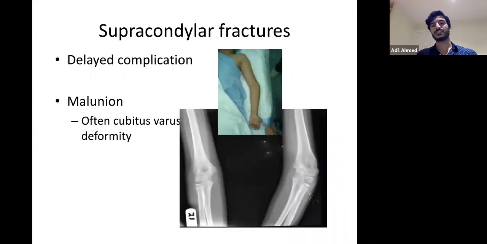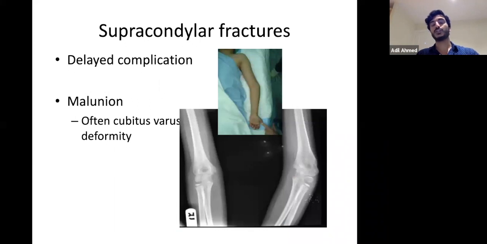And delayed complications, so you can get cubitus varus, which is a gun stock deformity. Again, you don't see many of these here. You can see that deformity there. Quite often, actually, it doesn't really cause much bother to the child. And sometimes these patients are brought into exams, for example, for the FRCS, and they're actually doing quite well.